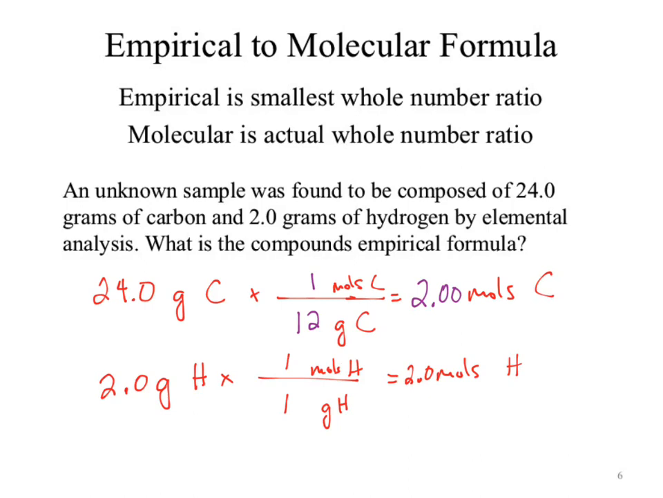So we can go through as step 2, divide both by the smallest number, which is 2. What would we get? 1. 1 what? 1 mole of carbon and 1 mole of hydrogen. Why is that unit still there? So we haven't canceled it out. I didn't cancel it out.